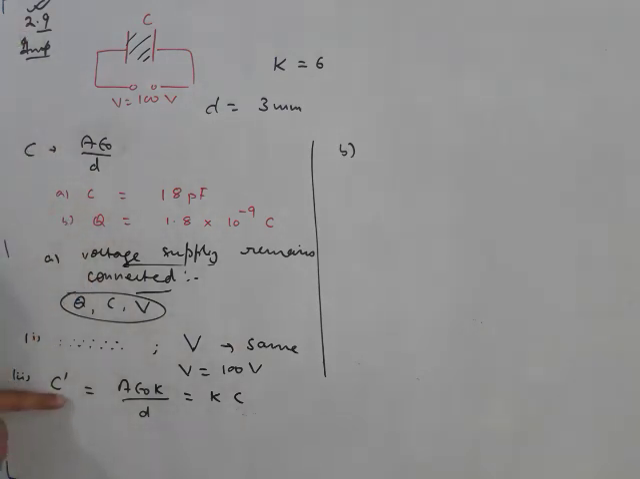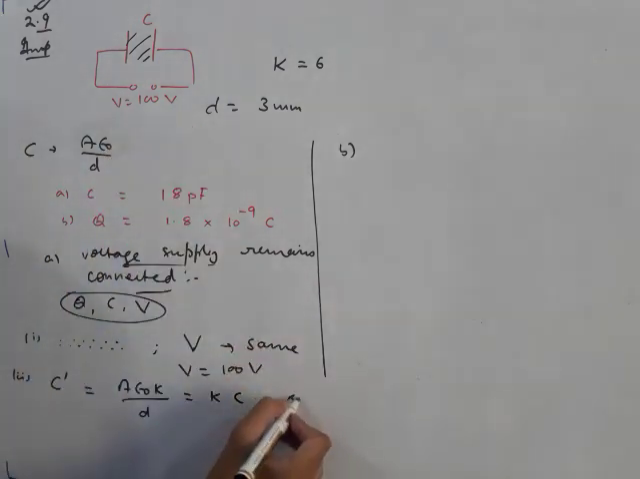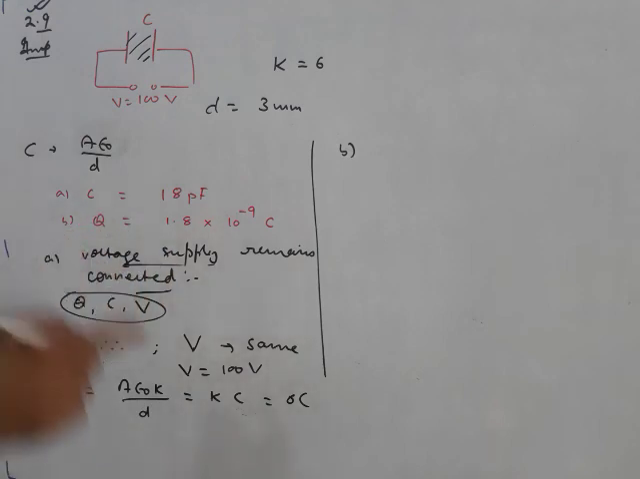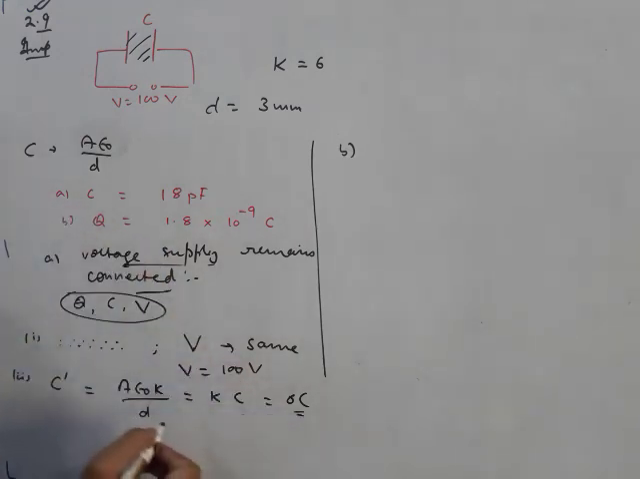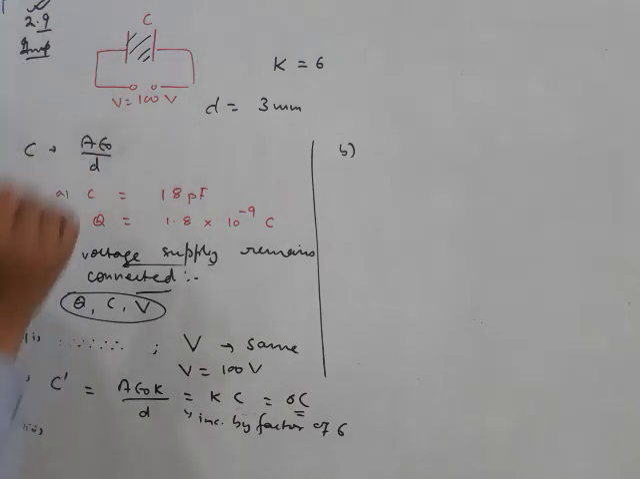The new capacitance C dash will be K times C. K times C means 6C. You put the value of 6. 6 into 18 picofarad will be your answer. So capacitance will increase by a factor of 6. You should write that language, that capacitance will increase by a factor of 6. And then at last we will talk about charge on the plates of the capacitor.